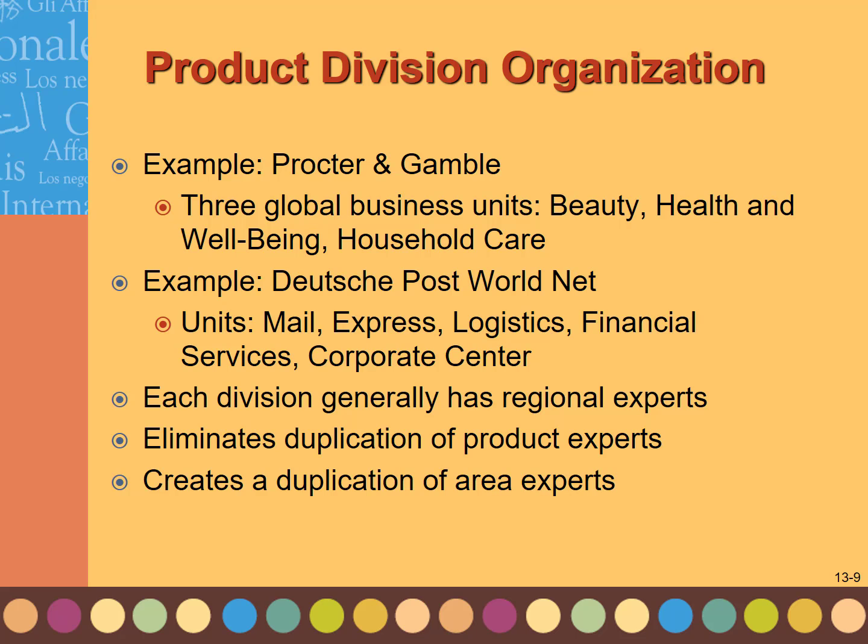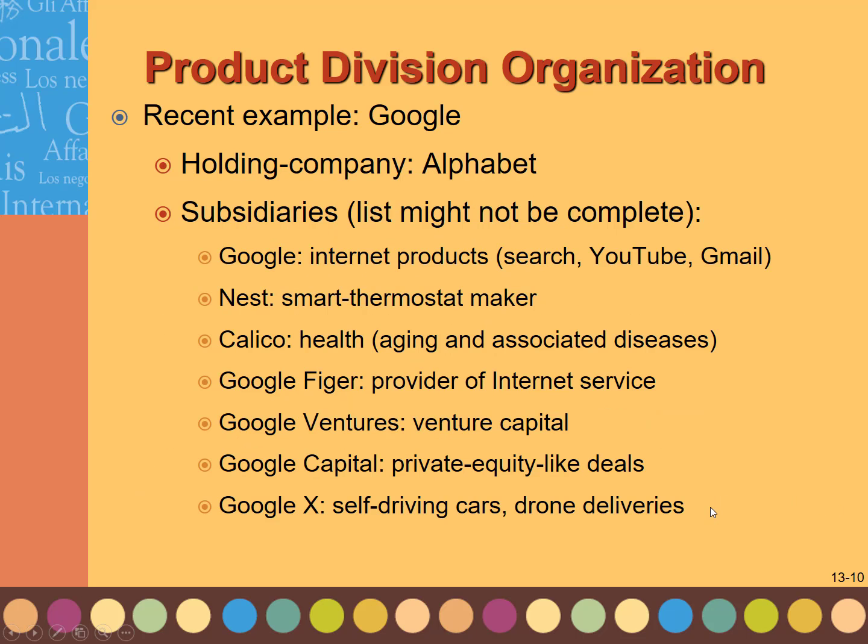They give some examples here: Procter & Gamble, health, beauty, well-being, household care. This is pretty much what we talked about on the previous slide, except for that last point. It creates duplication of area experts, but it eliminates duplication of product experts. So once again, it takes advantage of your personnel and the skill sets of your personnel.